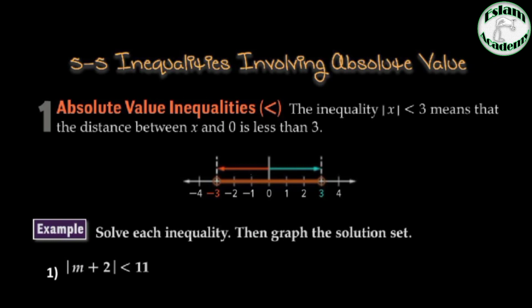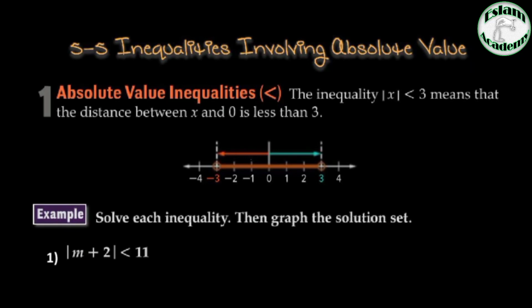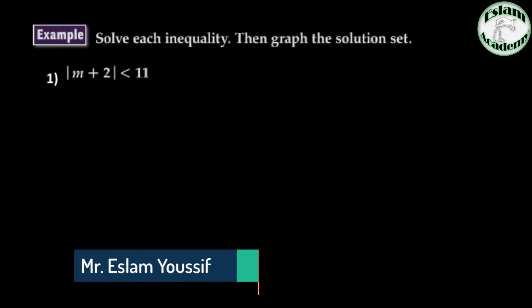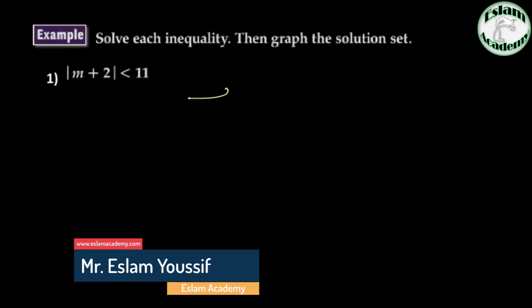In this tutorial we'll learn how to solve inequalities involving absolute value. As we said before, the absolute value is the distance between any number and 0. Now we need to solve the inequalities. For the first one, we have the absolute value of m plus 2 less than 11. To solve this inequality, we'll divide it into two parts.